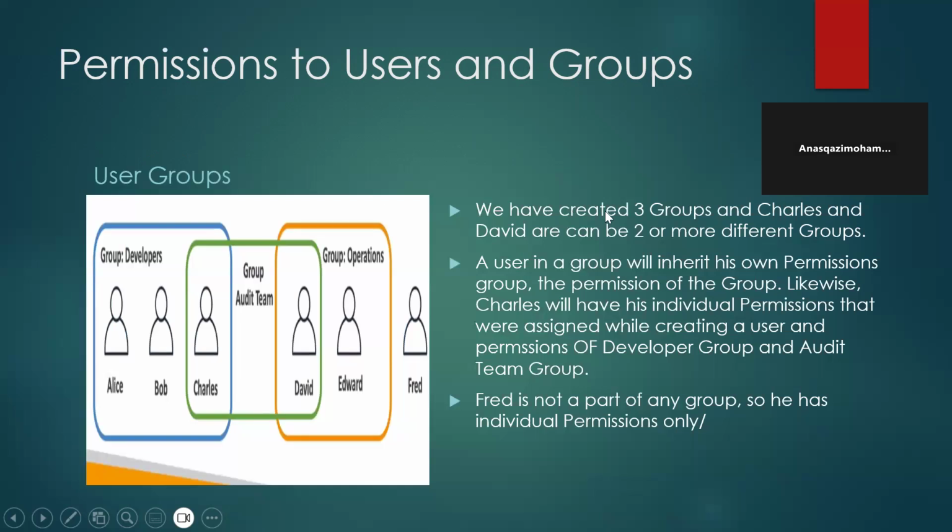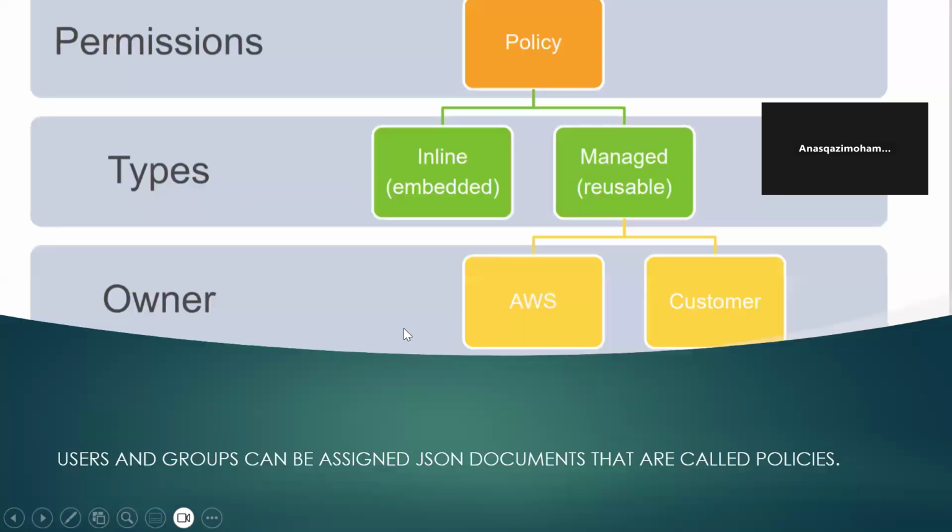So this is what we have learned. We have created three groups, and Charles and David are part of multiple groups. So they would inherit the permissions of operations as well as the audit team. Because Fred is not part of any group, he would have his own individual permissions only.